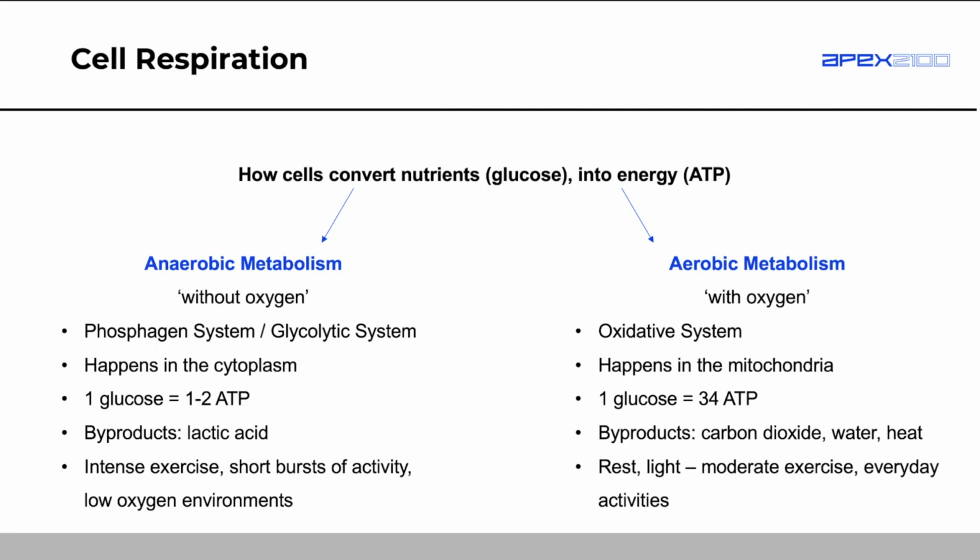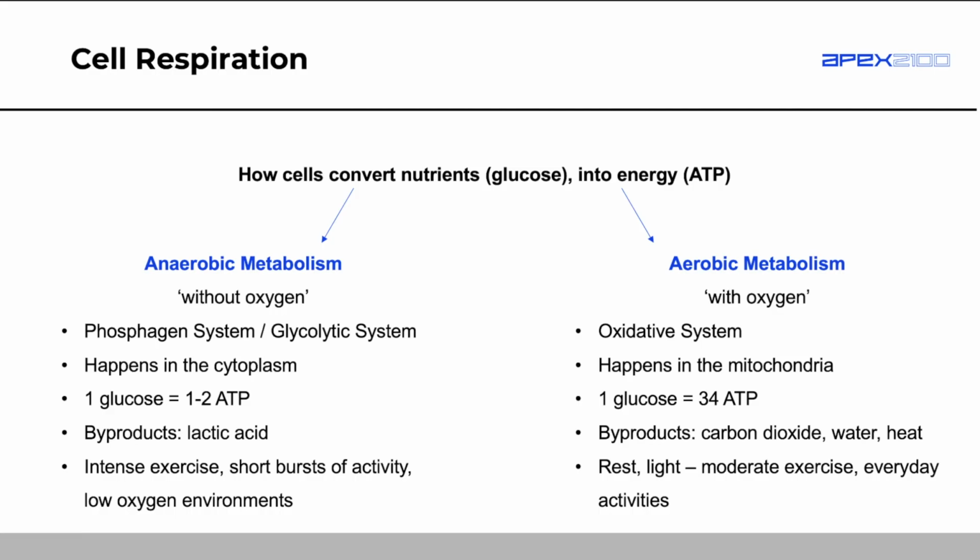In terms of conditions for these two different types of metabolism, for anaerobic metabolism, we're talking about intense exercise, short bursts of activity, or low oxygen environments. So altitude might increase our anaerobic metabolism because we just don't have that oxygen coming to the cells anymore.